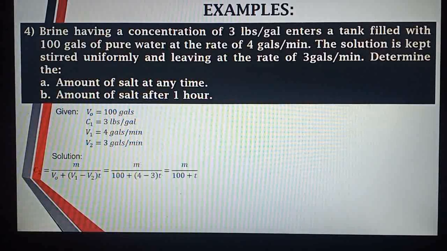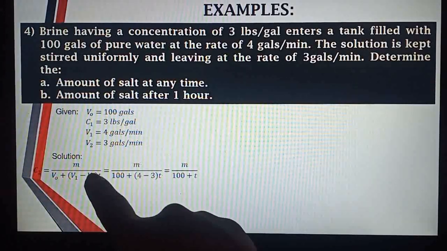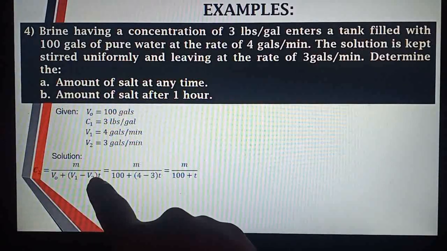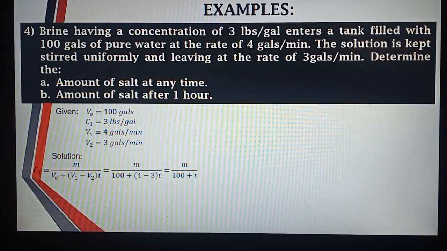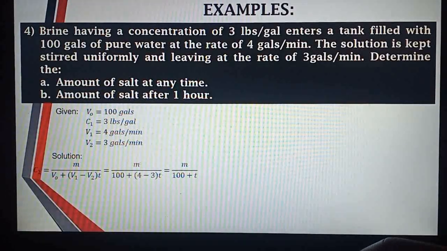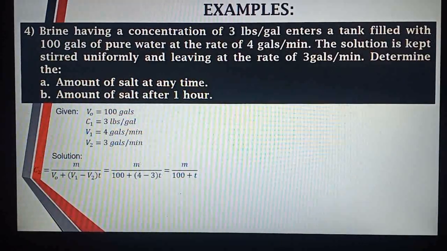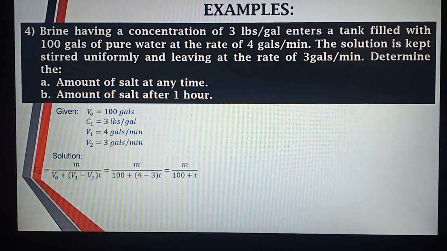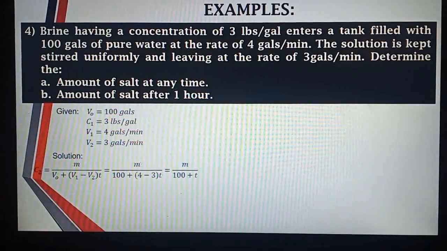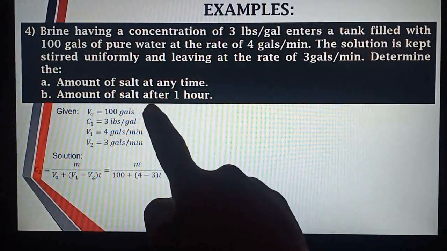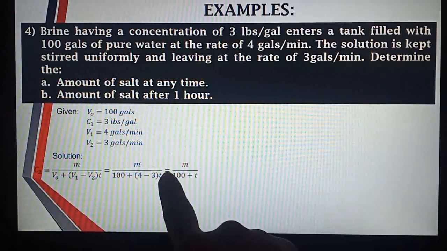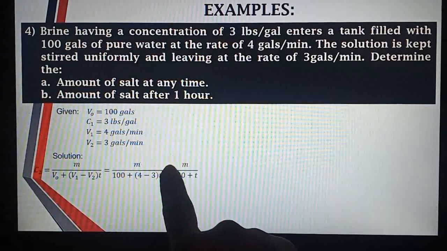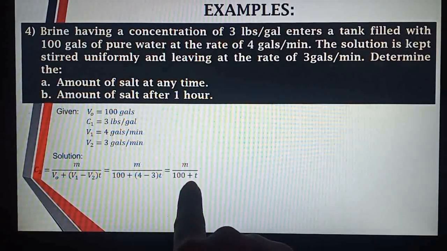Now, solving for your output concentration, you will now have m over V0 plus the quantity of V1 minus V2 multiplied by the t. Equated ngayon siya sa m over 100, which is your V0, plus 4 minus 3 multiplied by the t, that is equal to m over 100 plus t.